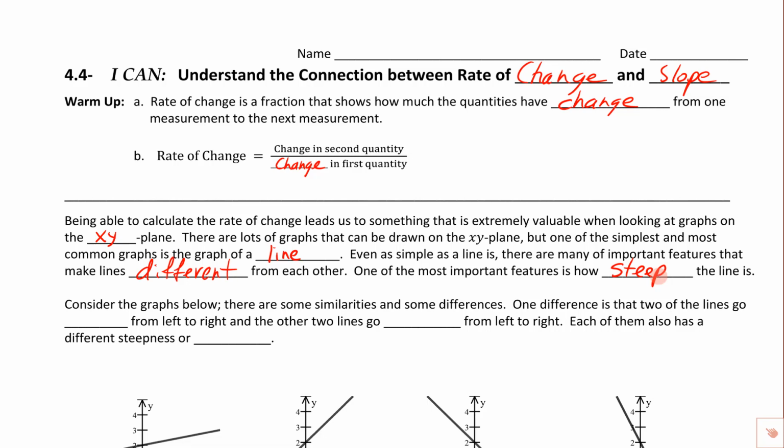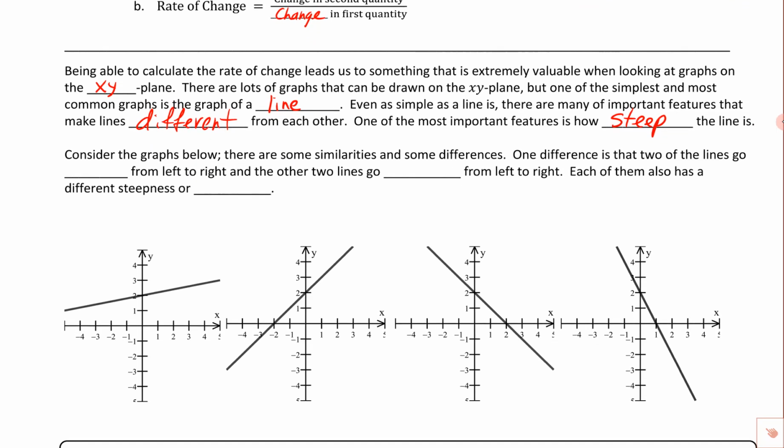Now, if we look at these graphs down below, you'll notice that there are some similarities and there are some differences. Okay, so take a look at those right now and notice that some of the things are the same and some things are different there. One thing that's different about the lines is two of them go up from left to right. Okay, these two, as we're going from left to right, which we typically do, start with the negatives and go toward the positives. So this one goes up from left to right, and this one goes up from left to right. And these other two lines go down from left to right.